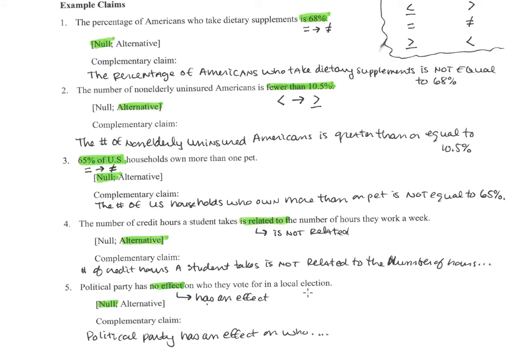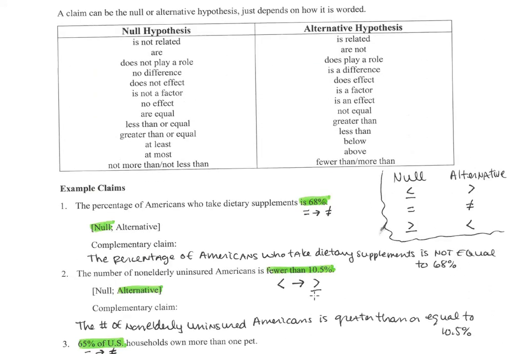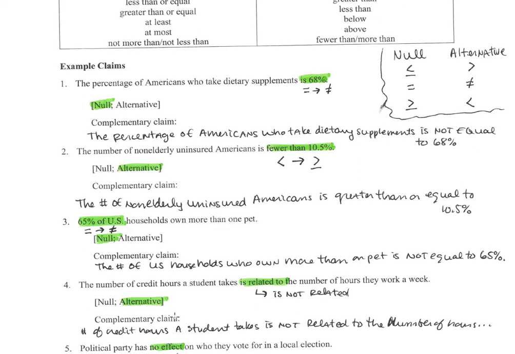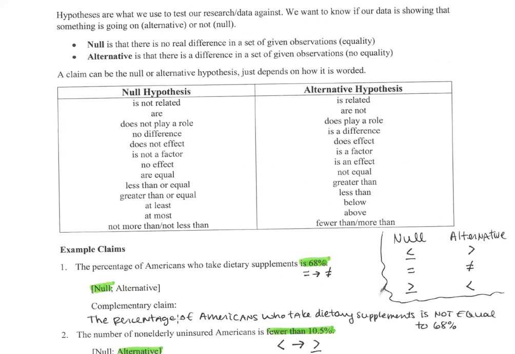So I hope this helps, and then you've got some homework about the same. The homework is going to be similar to this, and hopefully that will help clarify and stick with you in regards to what these are and how to figure out whether it's null or alternative, and then what the complementary is.